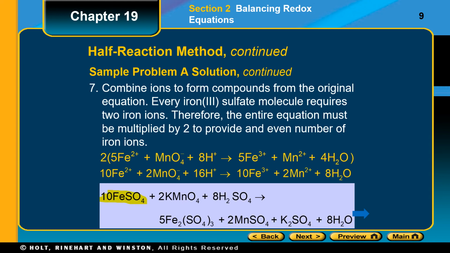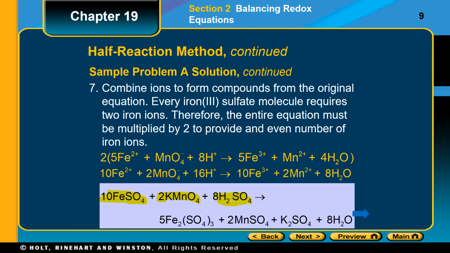The potassium, we have 2 permanganates, and each one was with a potassium, so we had to put back 2 potassiums. So that takes care of this part right here. And then on this side we have a total of 16 hydrogens, and each hydrogen was attached to a sulfate, and it takes 2 hydrogens for every sulfate. So out of 16, that'll give us 8 hydrogen sulfates.